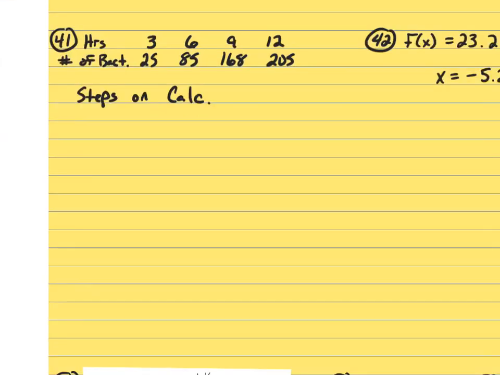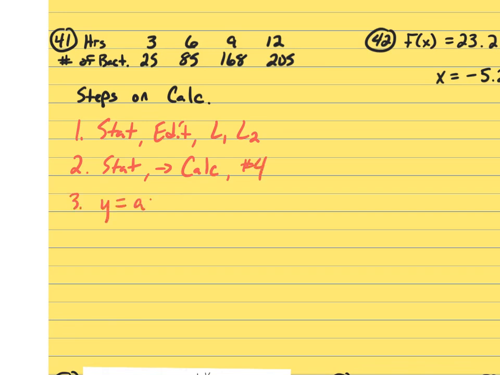Number 41, to find the linear regression equation, here are the steps on my calculator. Number 1, I would hit stat, then I would click on edit, and I would type in my hours under list 1 and my number of bacteria under list 2. Once I type in all my numbers, I'm going to hit stat again, and then I go over to the right one and I hit calc, and I'm looking for linear regression, which should be option number 4. Then you're going to see y equals ax plus b, where your a is your slope and your b is your y-intercept.